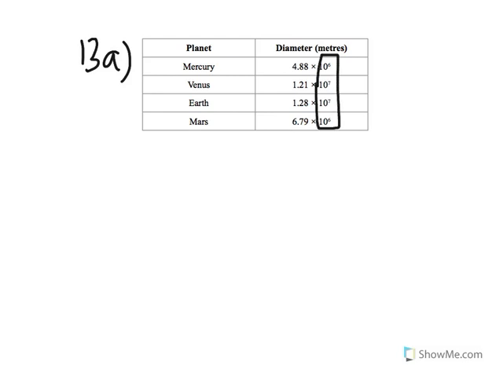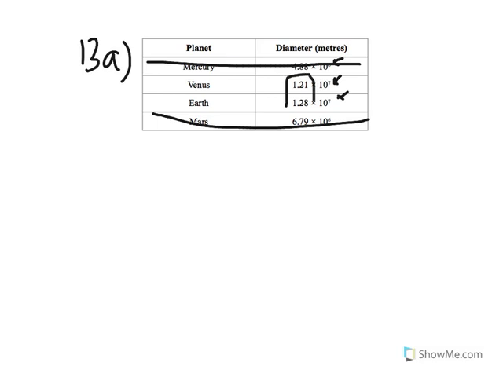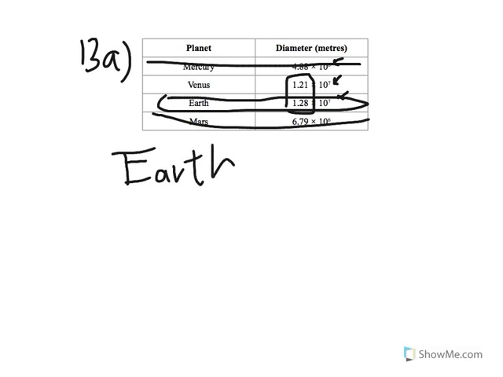Now, the one with the smallest power, for example 10 to the power of 6, will definitely be a smaller number. So Mercury is out of the question, and Mars is out of the question. That means you have to compare Venus and the Earth. Both have 10 to the power of 7, so you have to look at these two numbers now and see which is greater. The Earth's is greater because it's 1.28. So the Earth has the largest diameter. The answer to A is the Earth.